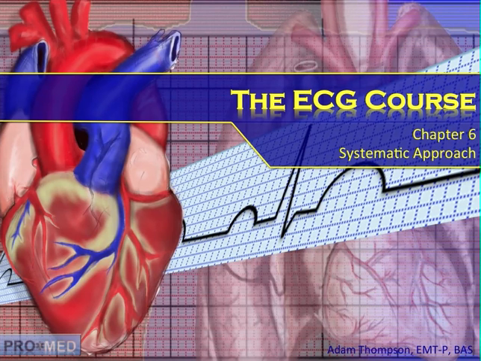In this chapter, chapter 6, we're going to talk about the systematic approach. This is going to be a very quick video, and basically the concept is to always interpret EKGs the same way. Use an organized system to interpret the EKGs. That way you won't miss anything, and your interpretations will be much more accurate.